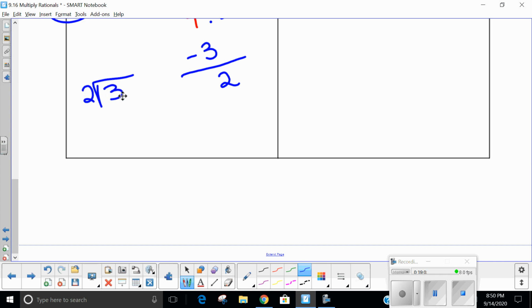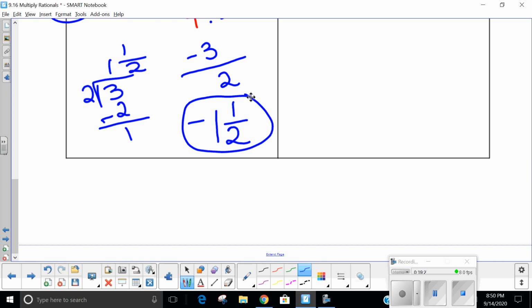So 2 goes into 3 one time. I subtract the 2. That leaves me with 1 left over. So my partial quotient is 1 part out of 2. So my answer was negative. So when I convert it to a mixed number, it's -1.5. And that will be my final answer.